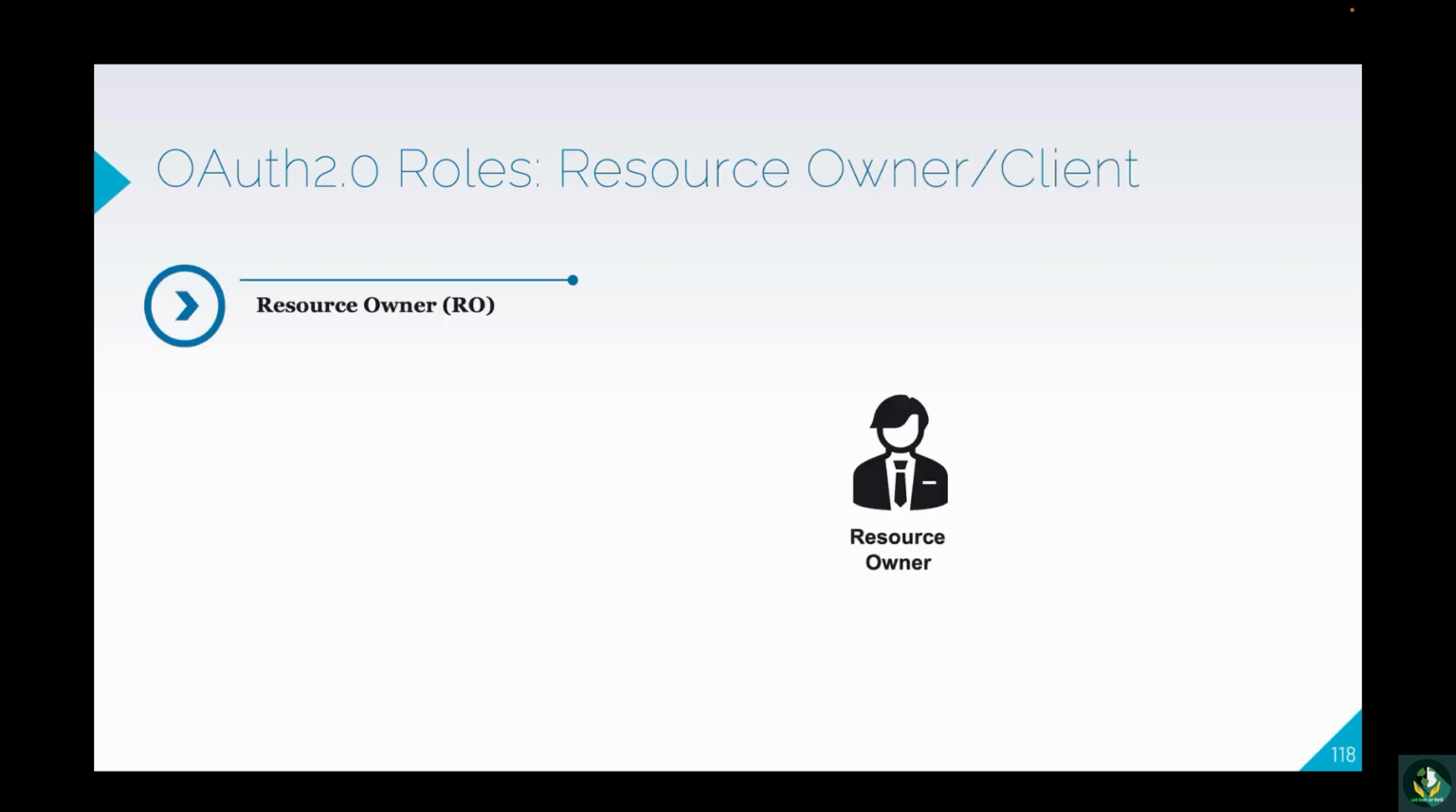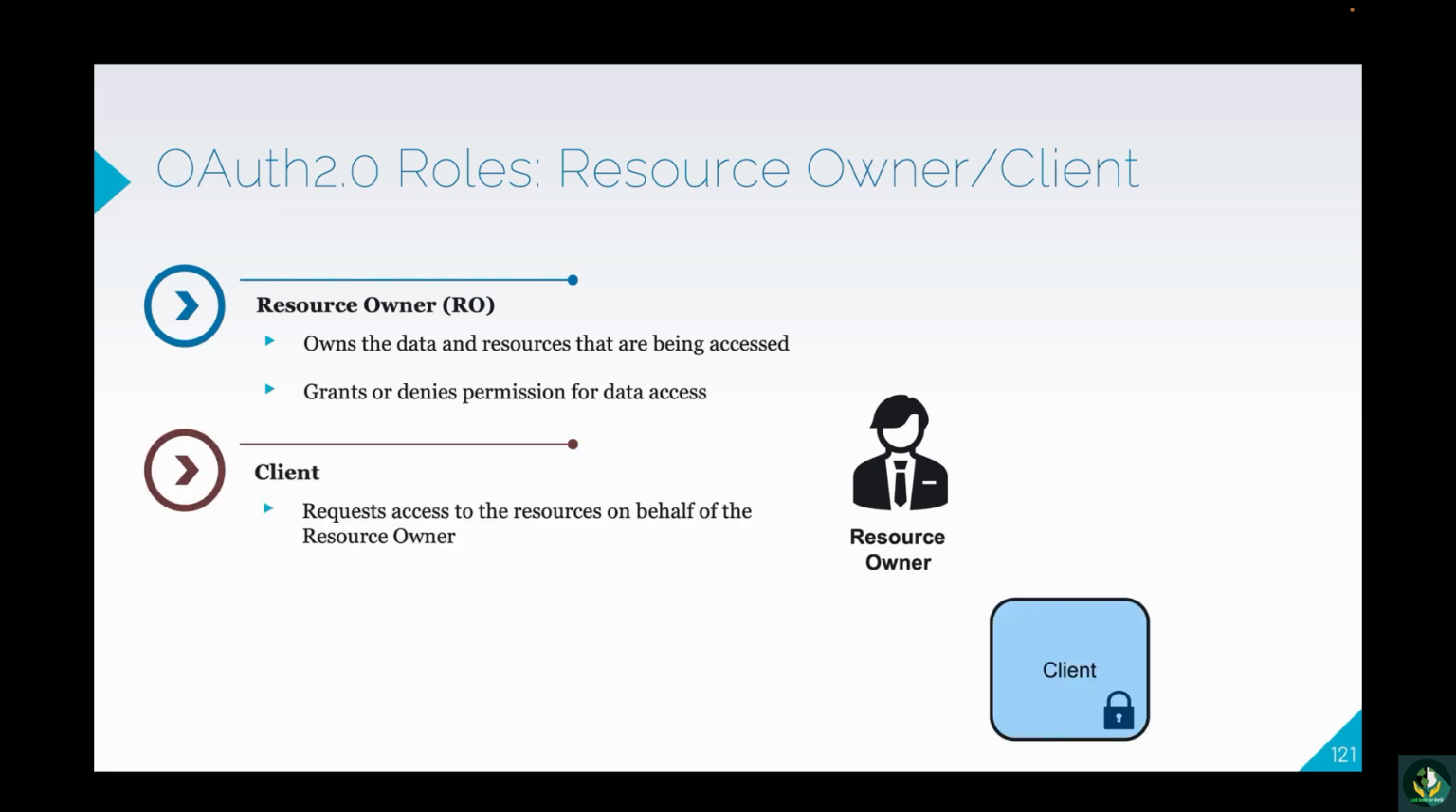So up until this point, we have mapped the characters from our story to the technical OAuth 2 roles, and we have also aligned the real-world scenario with the standard OAuth 2 flow. Now let's quickly recap these roles to solidify our understanding. Resource owner. This is the entity that owns the data and resources being accessed. The resource owner has the power to grant or deny permissions for data access.